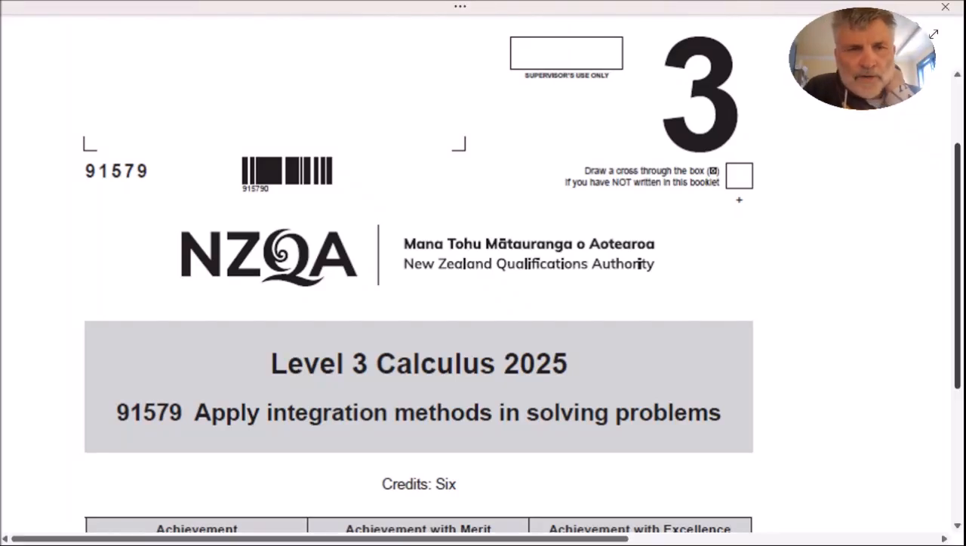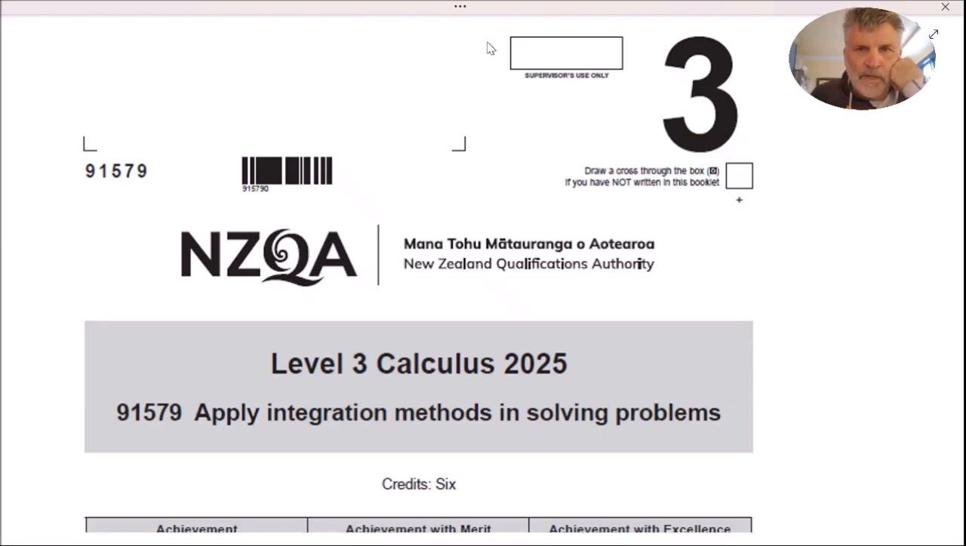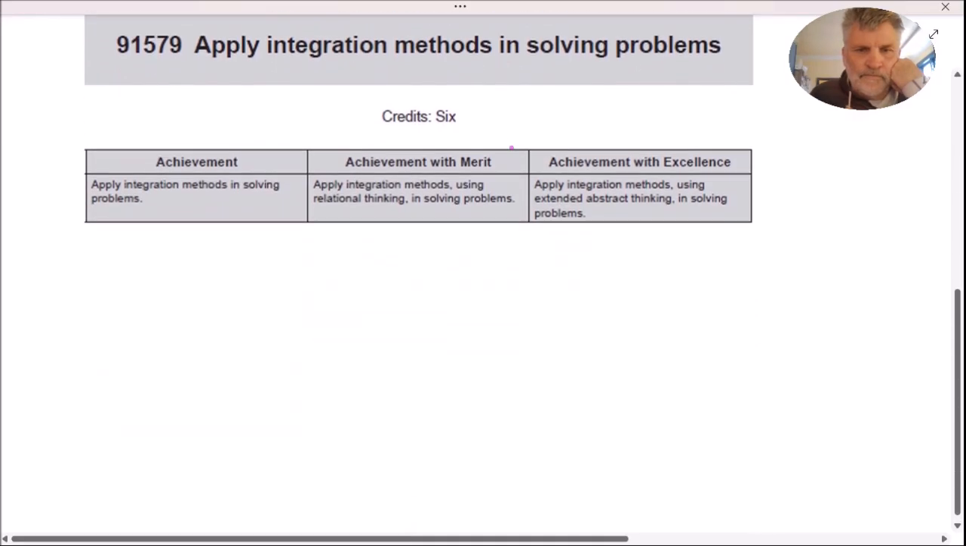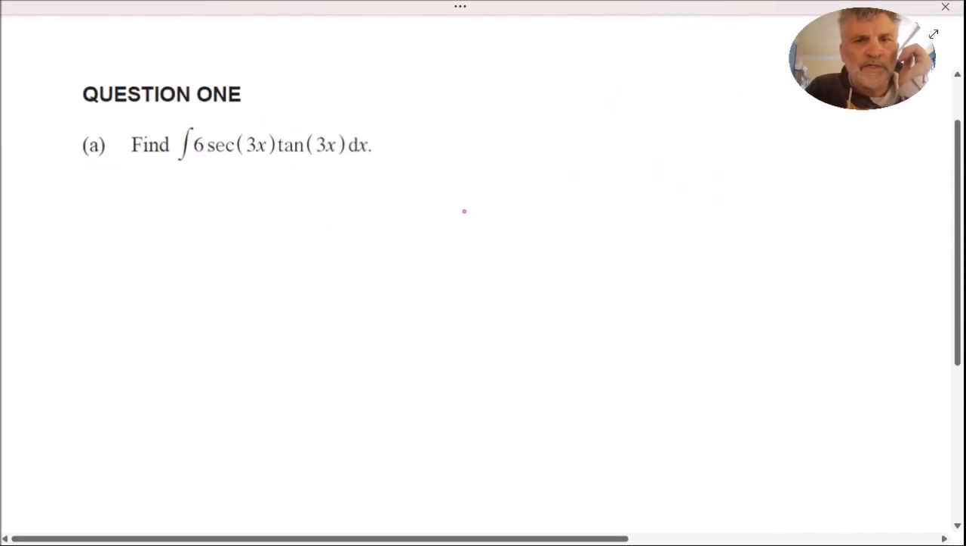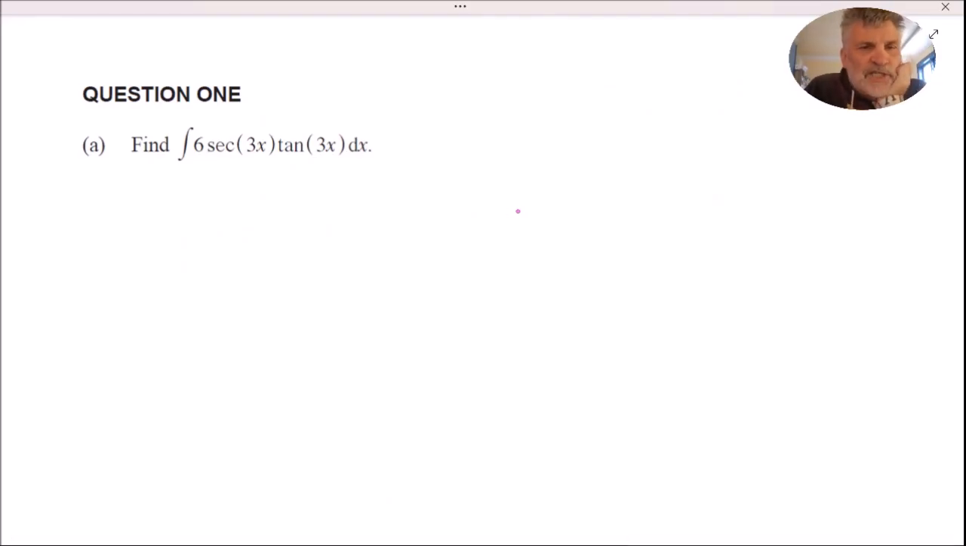Welcome. I'm going to have a run through the 91579 Level 3 Calculus 2025 examination. Apply integration methods to solving problems. Question 1 is find the integral of 6 sec 3x tan 3x.